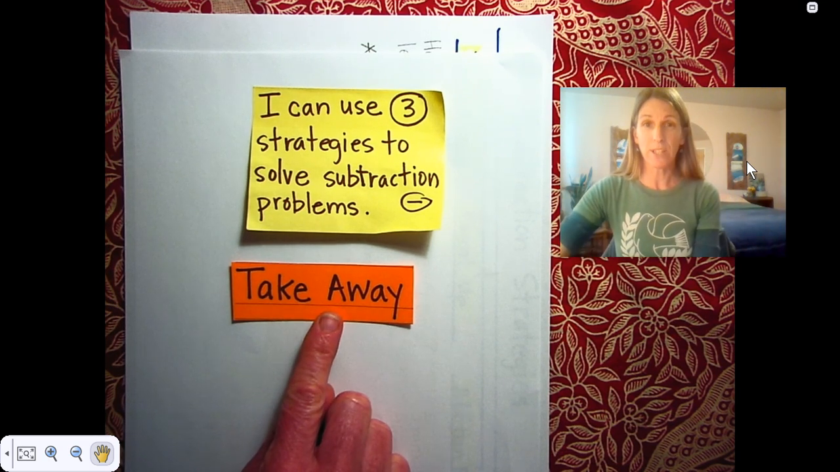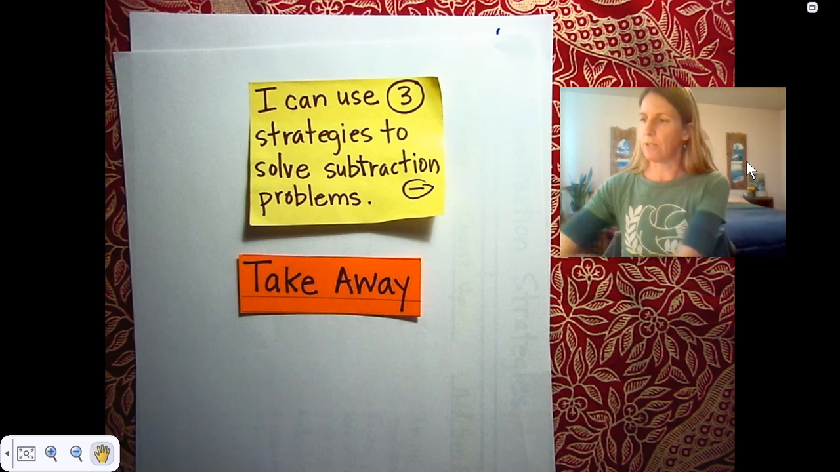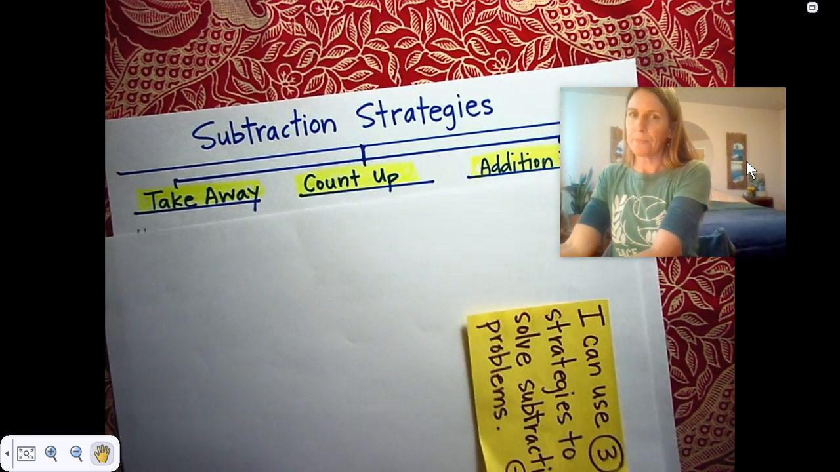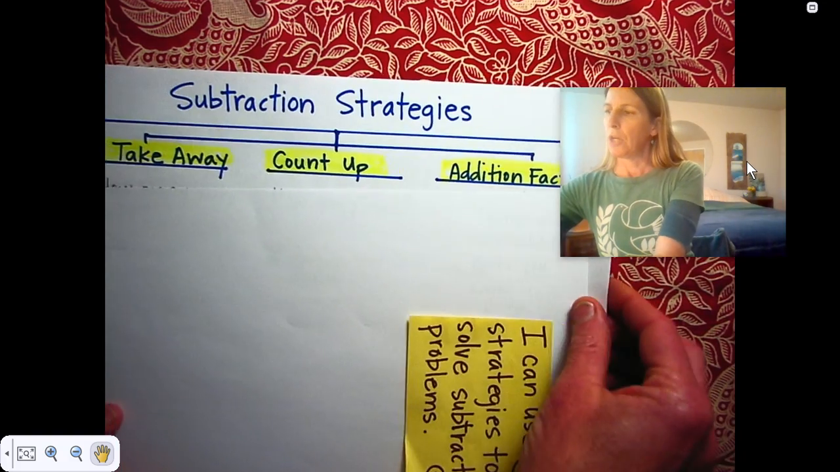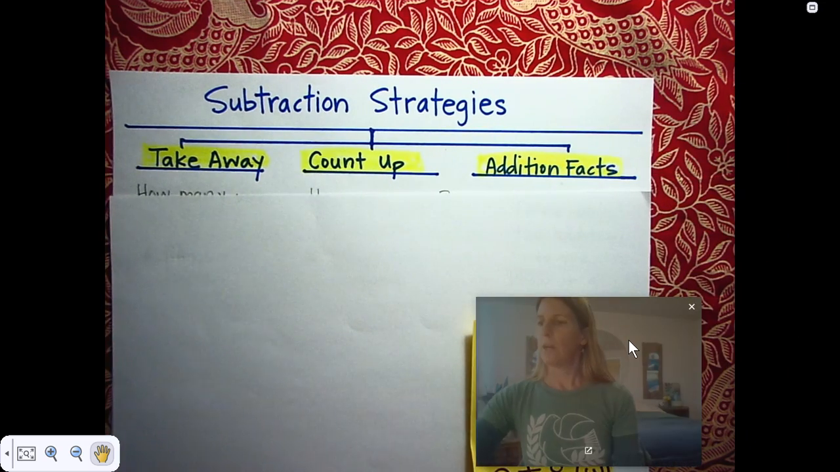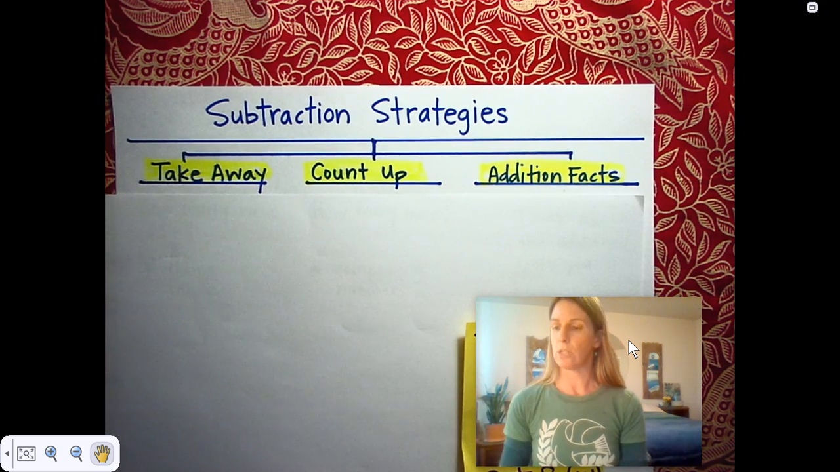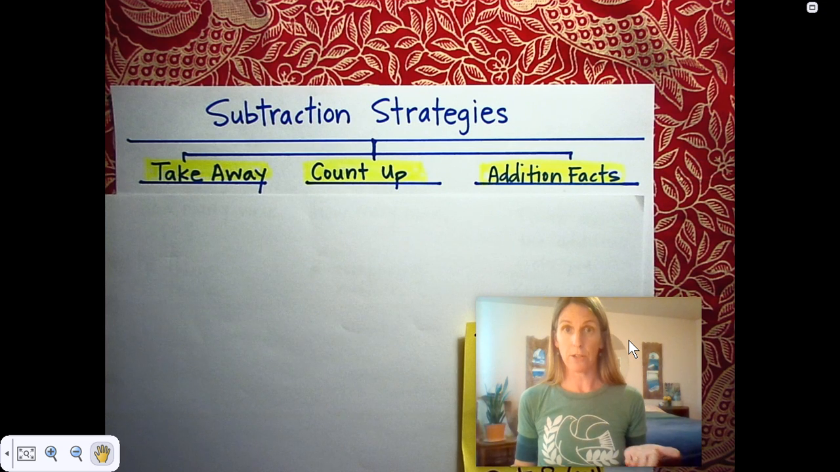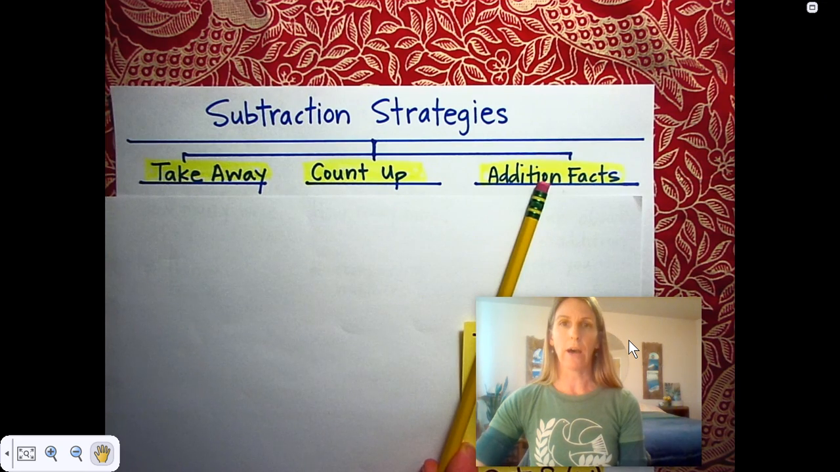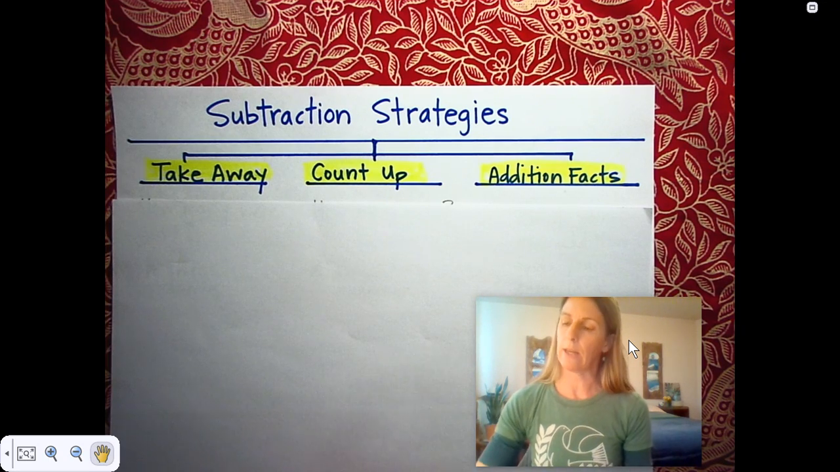So for the takeaway strategy, it's like it sounds. You're going to be taking things away. That is subtraction. So let me move this out of the way. And I like to use my tree maps when I'm making information about something that I'm learning. So I started one for us. It's subtraction strategies, and I've listed those same 3 strategies up top. We've got our takeaway strategy, our count up strategy, and our addition strategy. Let's start with just takeaway, like I said.